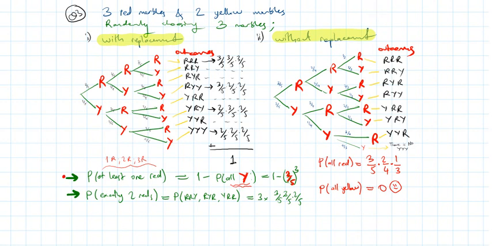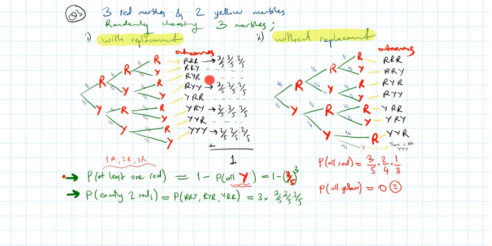And if we have exactly 2 reds, just be careful how we get 2 reds. It can be red red yellow, or red yellow red, or yellow red red. Since it is with replacement, the order doesn't really matter. It's just 3 times 3 over 5 times 3 over 5 times 2 over 5. That's exactly 2 reds. Okay, so those conditions are for the with replacement case.